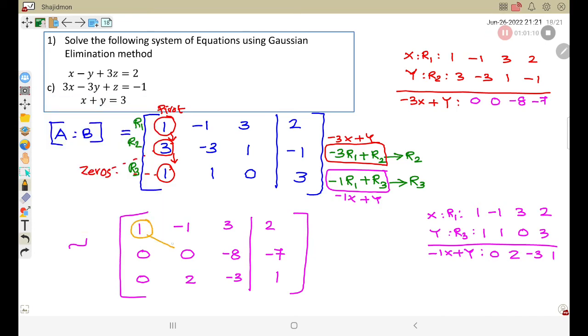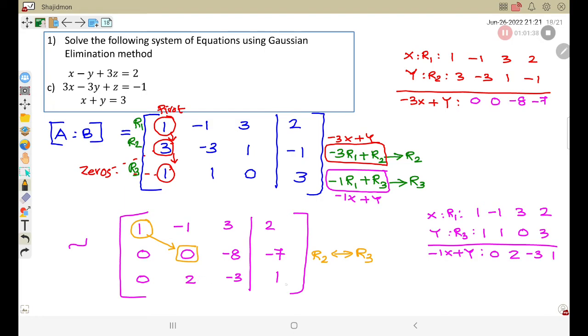Now here it should be 1, correct? This position. But if you want 1 here, you need to interchange the second row and the third row. So R2 and R3 we need to interchange. Otherwise you will not get 1 there. Because here it is 0. If you divide by 0, you will not get number 1, math error, correct? It is indeterminate form.